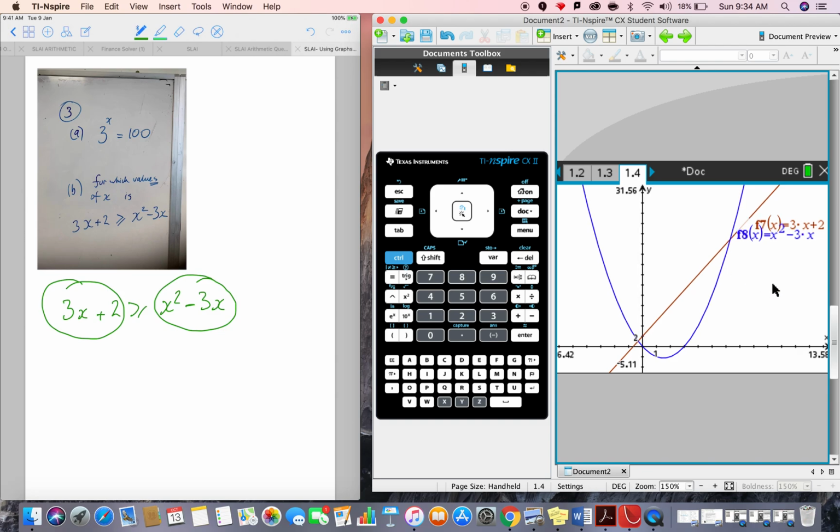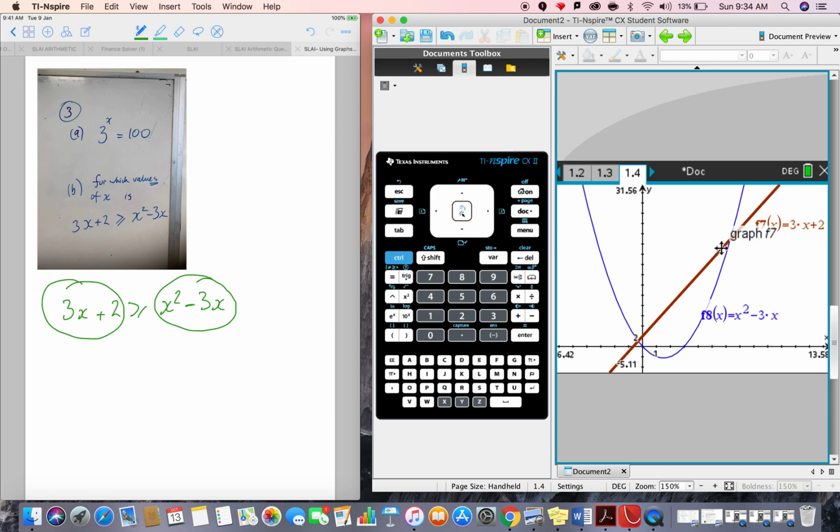Alright, so now let's interpret this question in a slightly different way. The question says, can you see the 3x plus 2, which is the brown graph? I want you to tell me, when is the brown graph higher than or equal to the x squared minus 3x, the blue graph? So can you see at this particular point here, anything beyond this point, the brown graph is below the blue graph. Anything from this point here to this point here, the brown graph is above the blue graph. And any point from here downwards, the brown is below. So actually we want this bit of the graph.